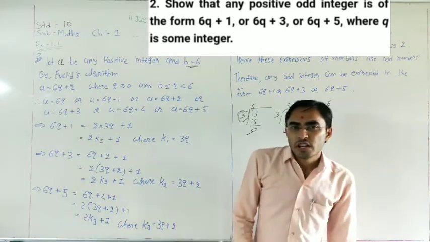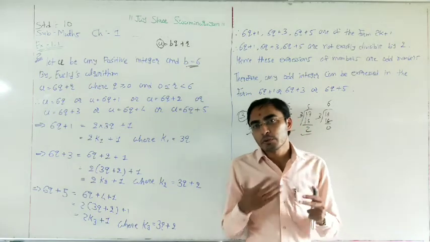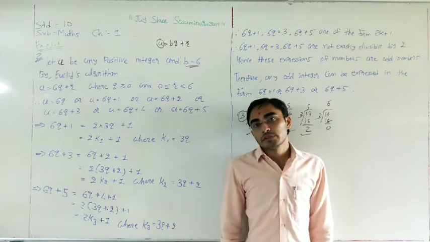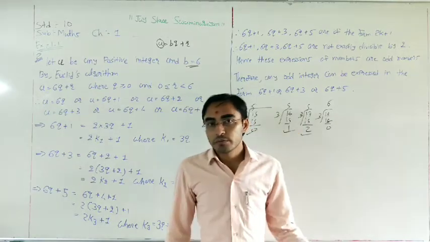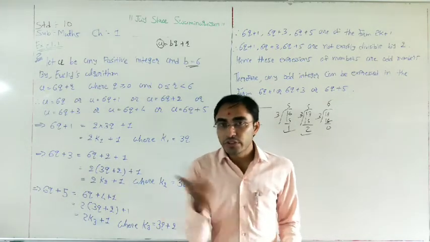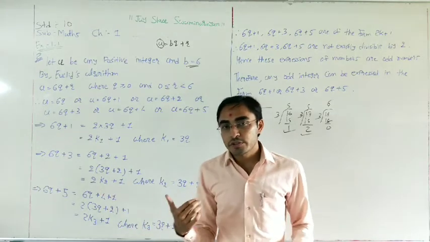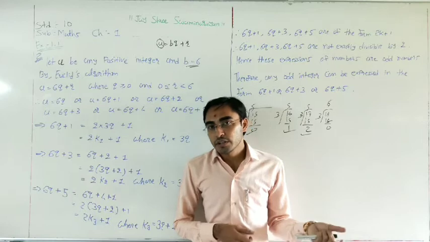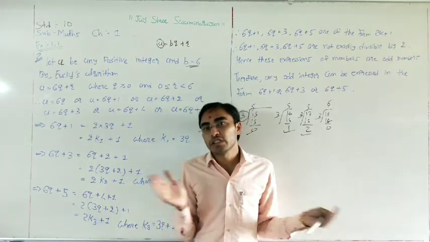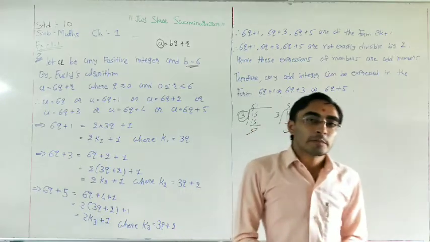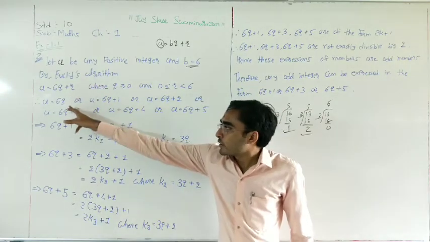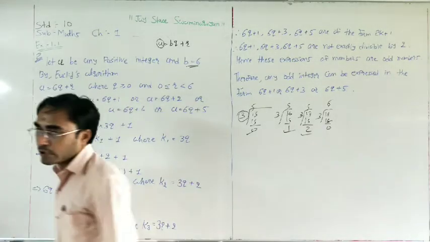Now here we have 6q. If you multiply any number, whether it is even or odd, with 6, then that number always becomes even. If you multiply an even number with any number, your answer becomes even only. Just think about 3: 3 times 6 is 18, so the answer is an even number. 3 is an odd number, but multiplying it with 6 gives 18, an even number. If you take 4, 6 times 4 is 24, also an even number. So if you multiply any number with an even number, you get an even number. So here 6q is an even number.